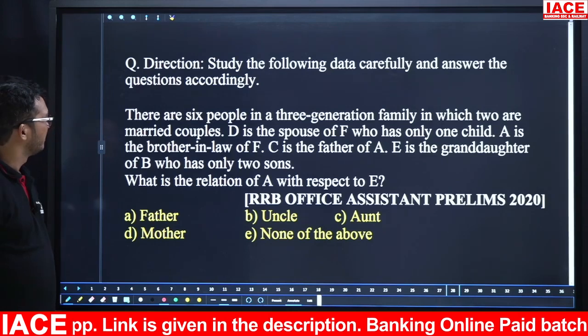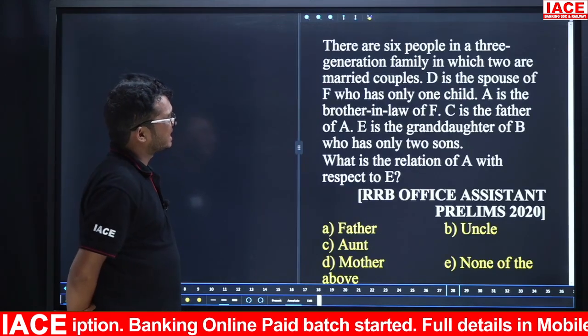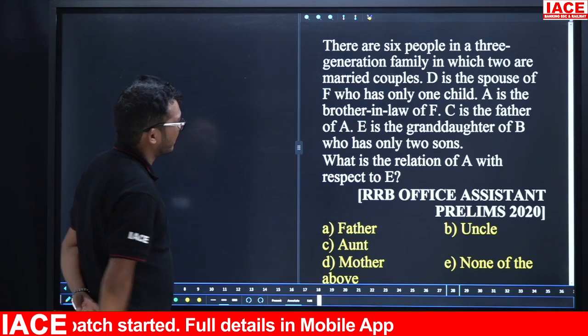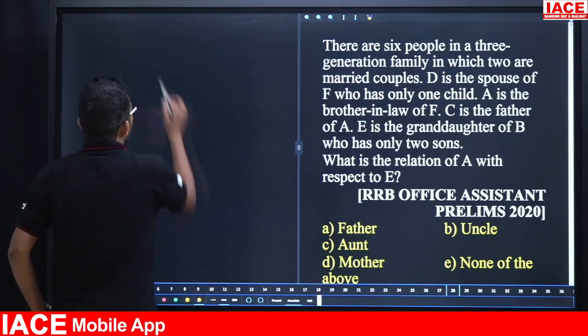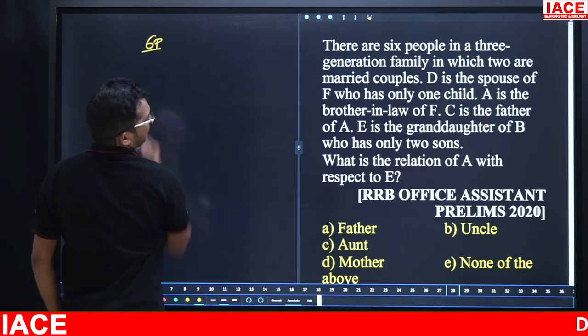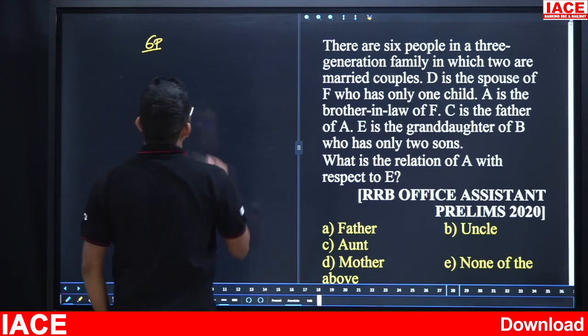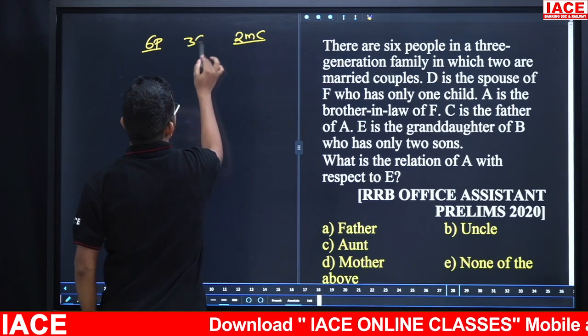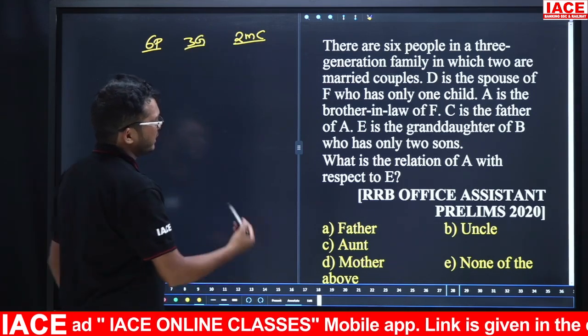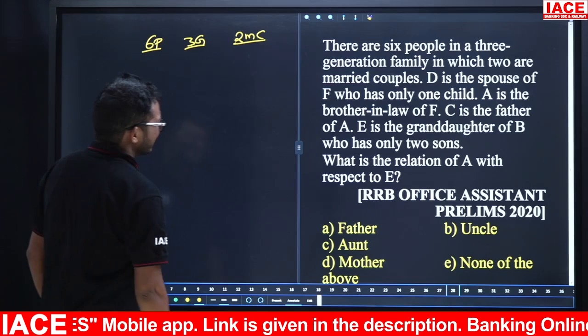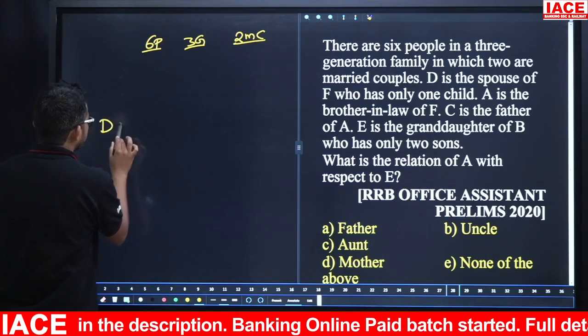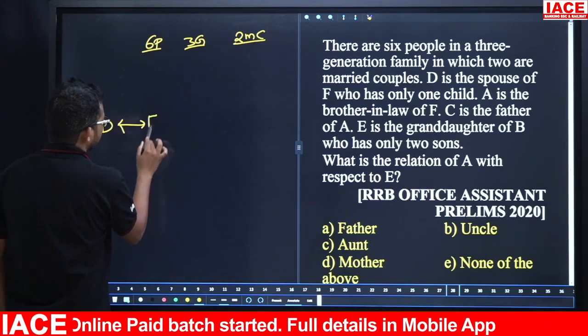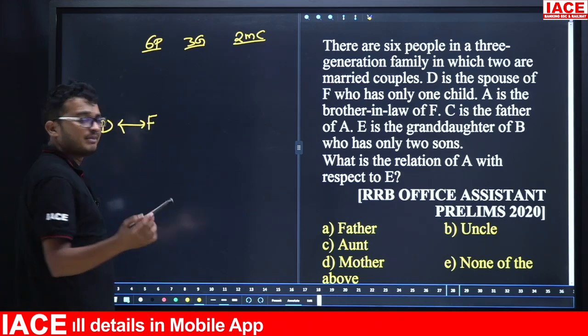Yes, time up. There are 6 people in a 3 generations family in which 2 are married couples. So friends, total here we are having 6 people, and out of the 6 people, we are having 2 married couples, and they have given 3 generations. Now take the first point: D is the spouse of F. Here spouse means maybe husband or maybe wife.